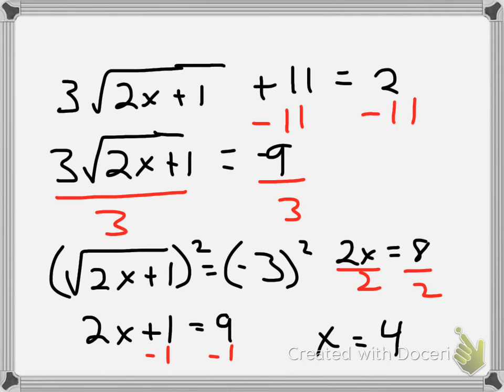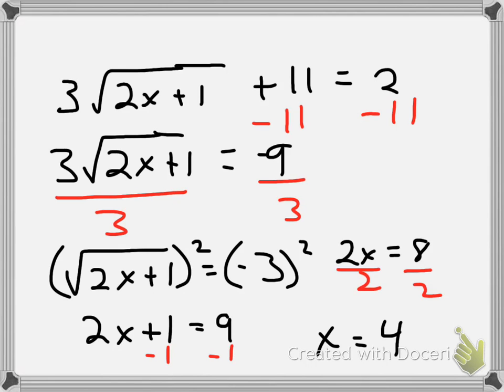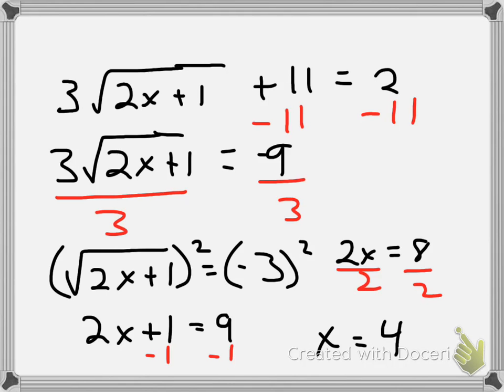So basically the way to make sure that all of our solutions are good is we check them. We put them back into the original equation to make sure that they will work fine. So I'm going to do that over here. So again, my original equation, make sure I don't forget, is 3 square root of 2x plus 1 plus 11 equals 2. Just double check that.